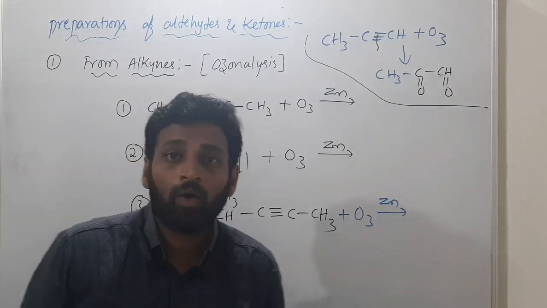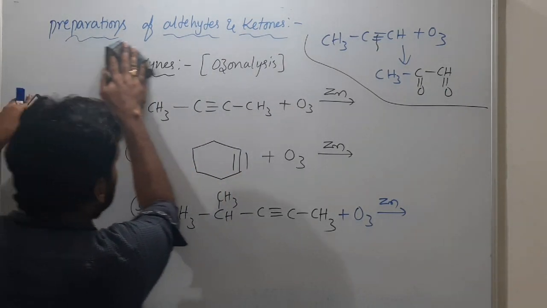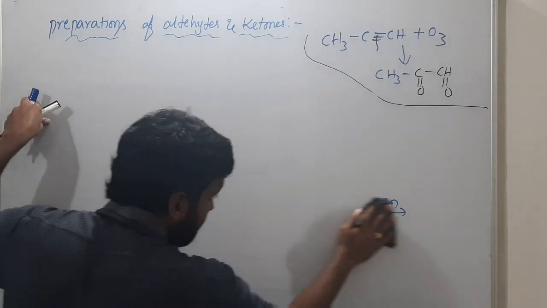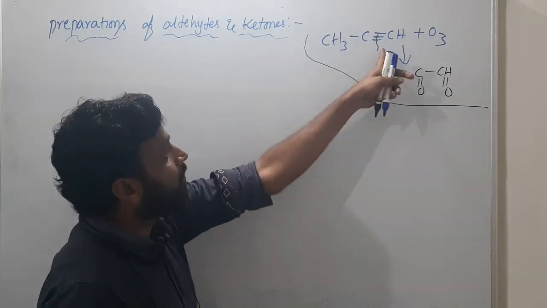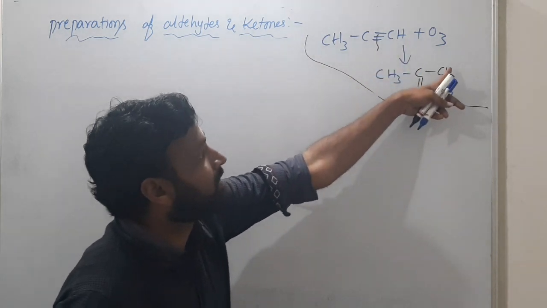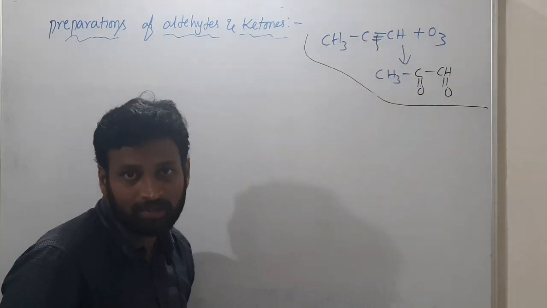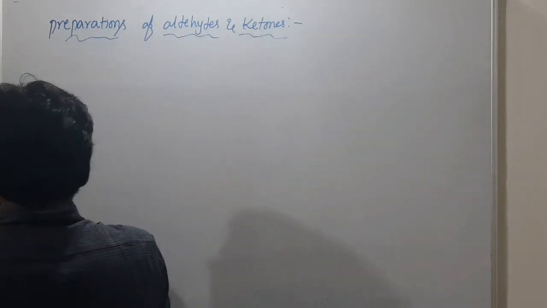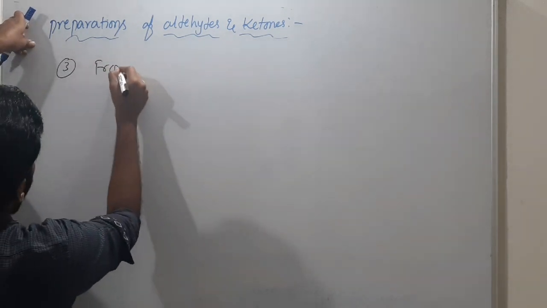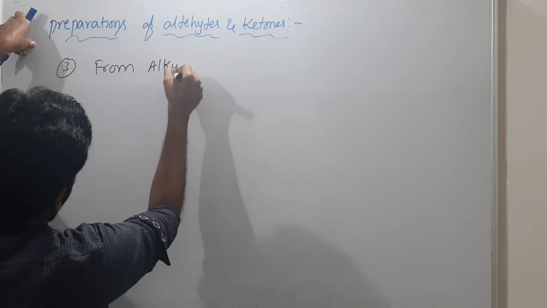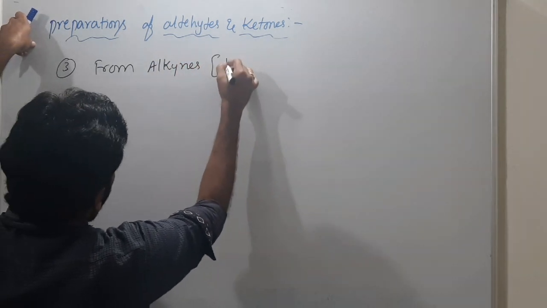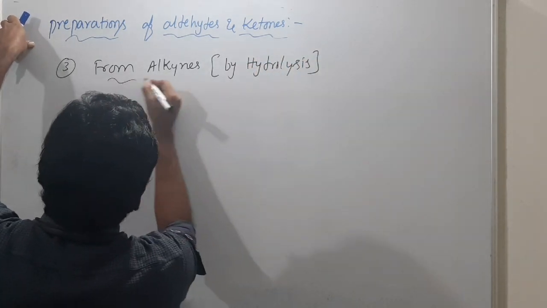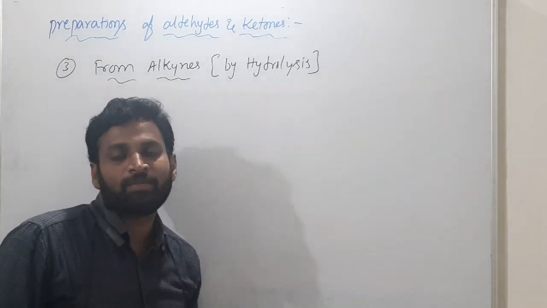Understood? So this is ozonolysis of alkynes. Alkynes on ozonolysis: if triple bond in middle, diones you will have. If triple bond at terminal like this, the last one has aldehyde and the middle one has ketone like this. So these are very, very important. Now third one I will give you from alkynes only, but by acid hydrolysis. Here only tautomerism is very important.